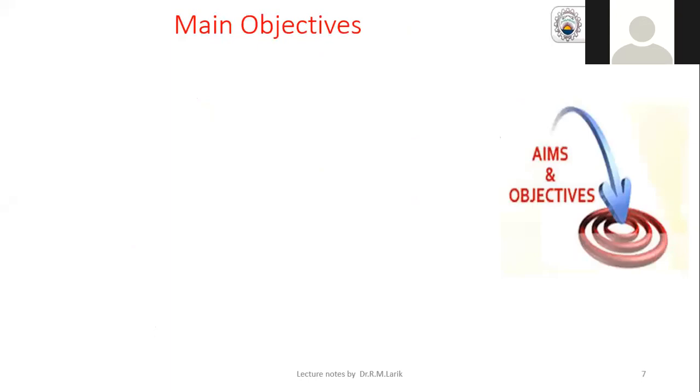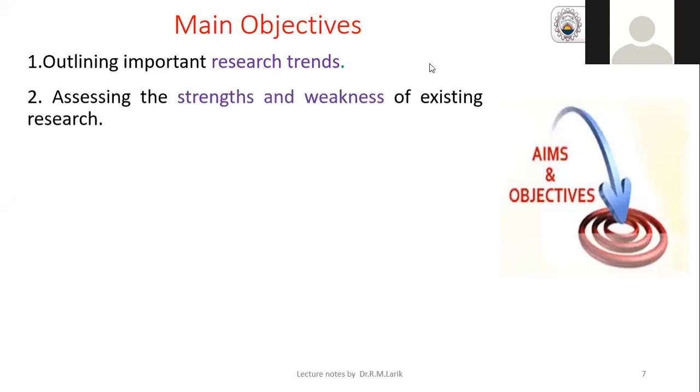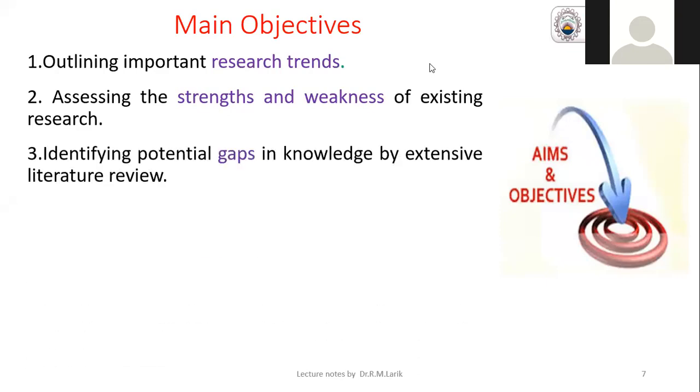So let's move to the main objectives of today's webinar. Our main objectives are to outline the important trends in the research, and to assess the strengths and weaknesses of existing research, because you need to build up your proposal. You cannot do that unless you find the strengths and weaknesses of the previous ones. And you need to identify the potential gap in the existing knowledge, in the existing literature body, and in the existing era of this scientific society.